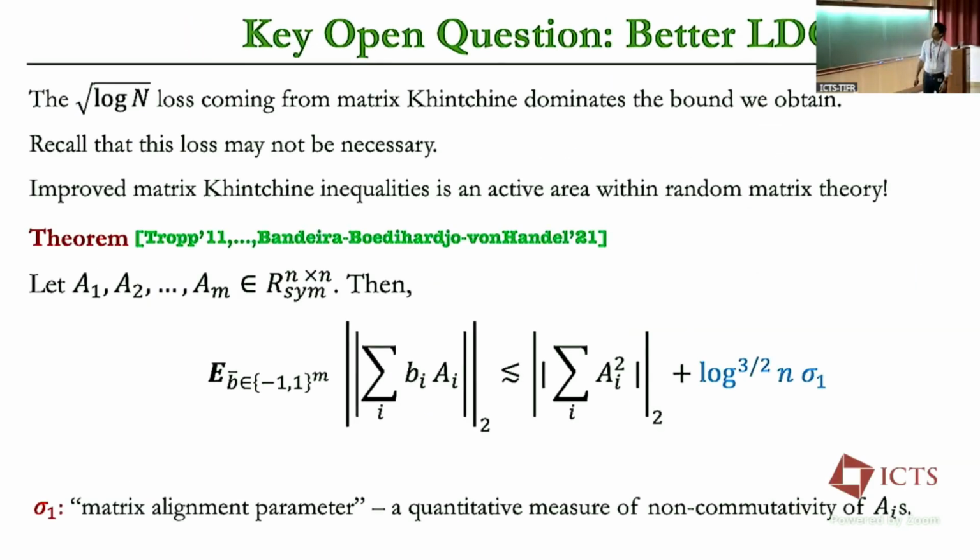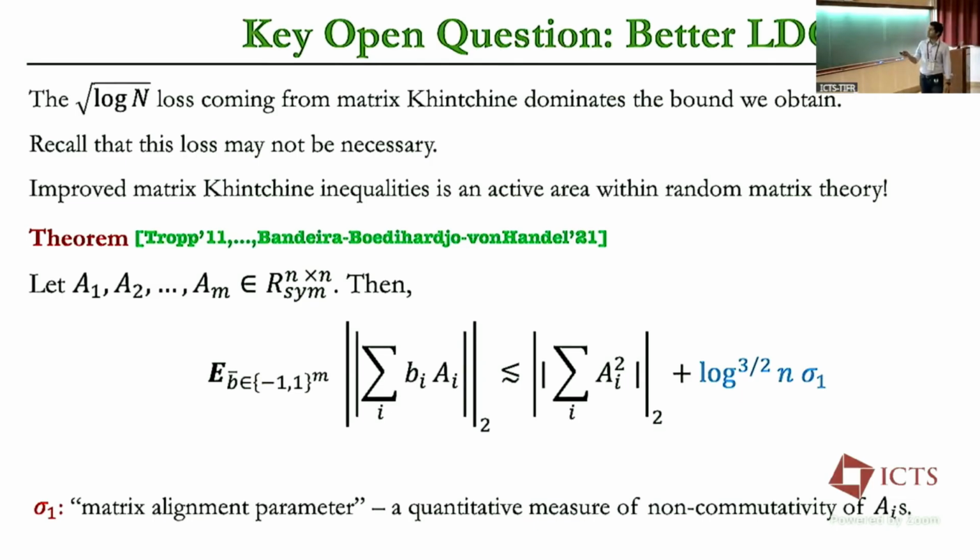Okay. So yeah, I guess they were supposed to appear one at a time. But anyway, there was a root log n loss that was kind of the problem, right? But as we discussed, the loss may not be necessary. In the worst case, in terms of AIs, that loss is necessary. But in general, for your given AIs, it may not be necessary, right? In fact, such improved inequalities are an active topic of investigation in matrix theory right now.